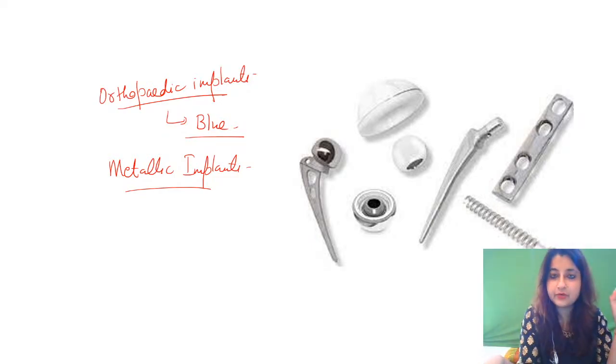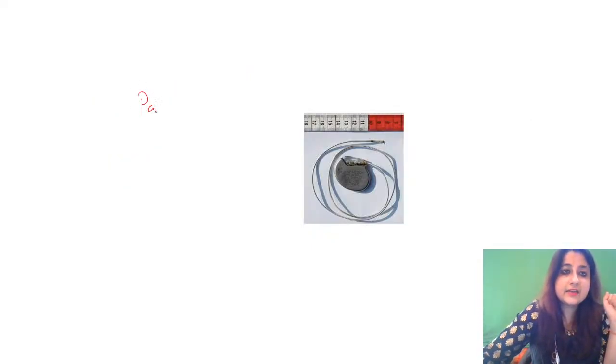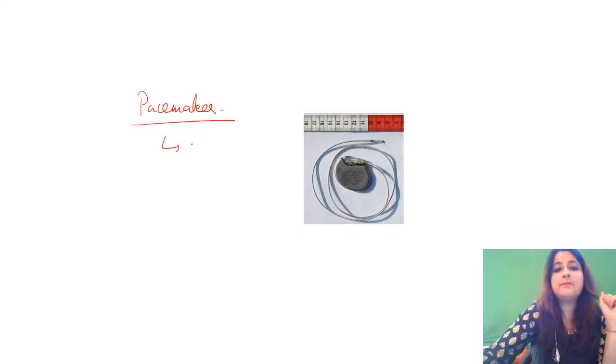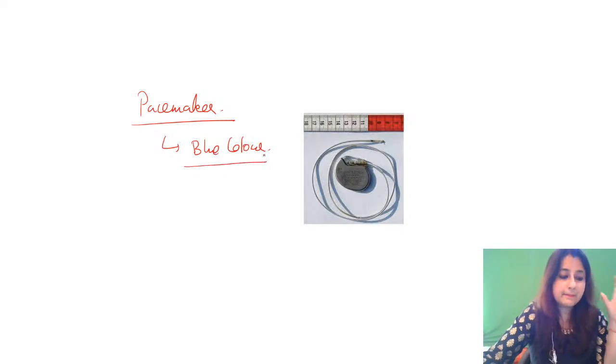Very good, very good. Now what is this? This is a pacemaker. Like I told you, any metallic implant is going into a blue color bag. So you could be given this image. This is a pacemaker, and this also goes into a blue color bag.